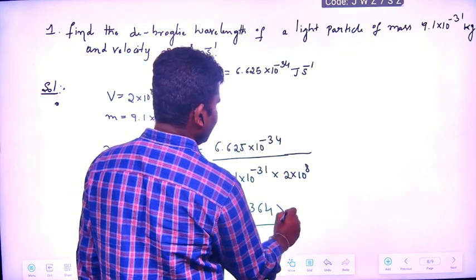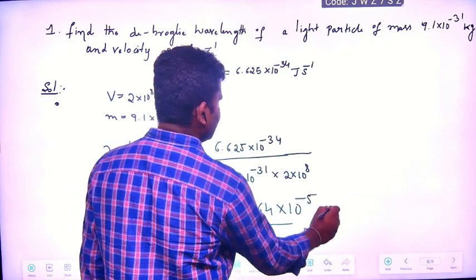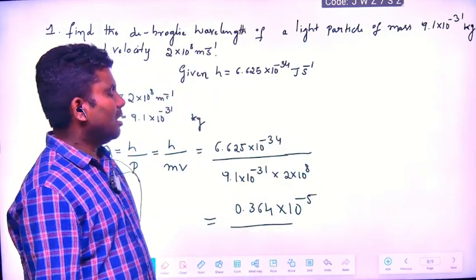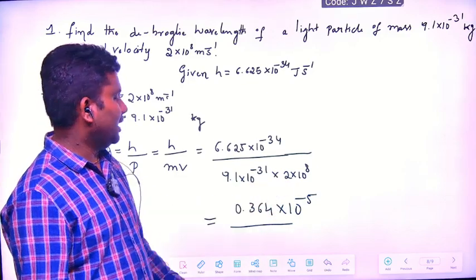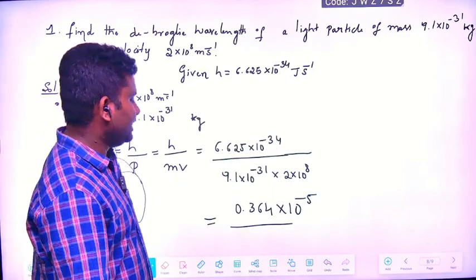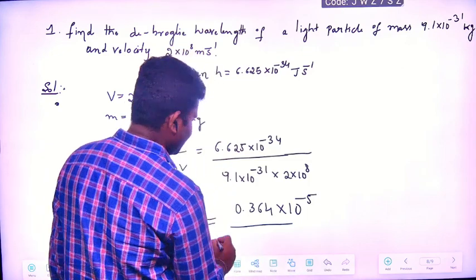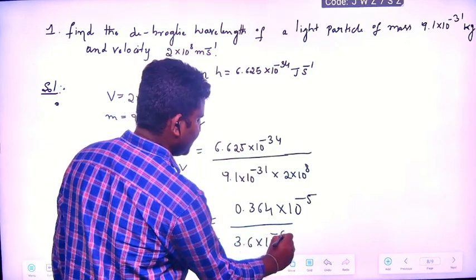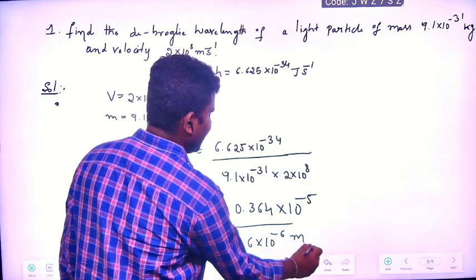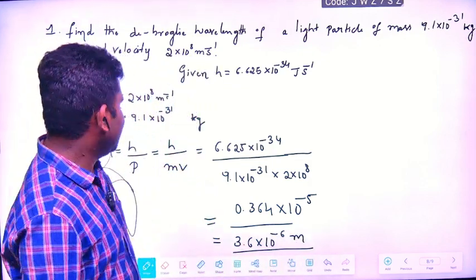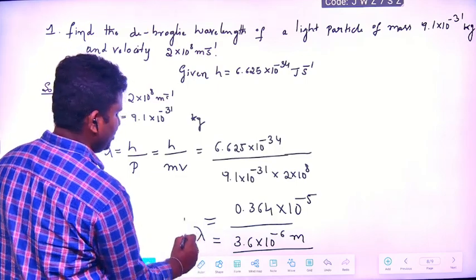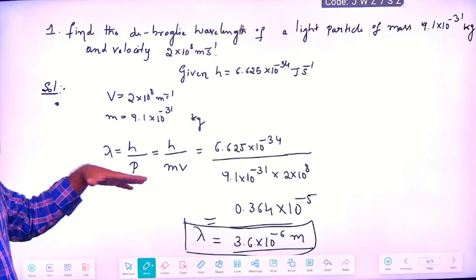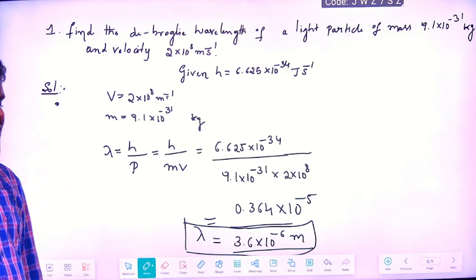0.364 into 10 to the power of minus 5. Because 8 is there, this 31 is there, this is minus 34 plus 31, minus 3, minus 8 is minus 11... so I can also write 3.6 into 10 to the power of minus 6 meter, very less, micrometer. This is the lambda, de Broglie wavelength of an electron. So electron velocity is not 2 into 10 power 8, but I am just taking it.